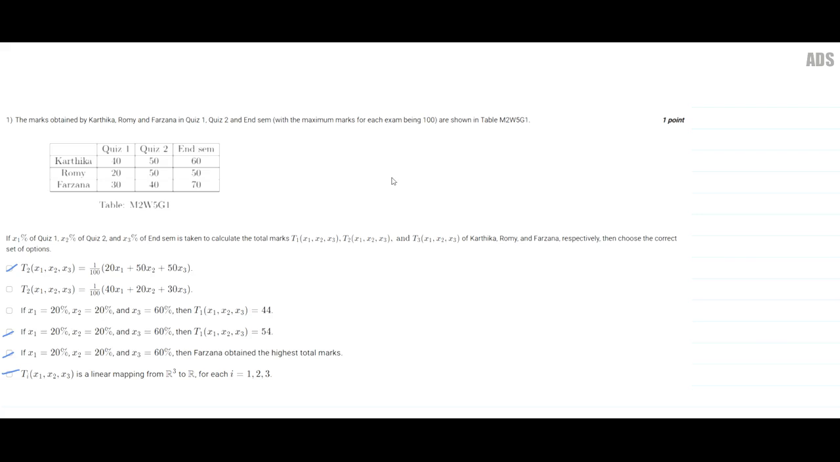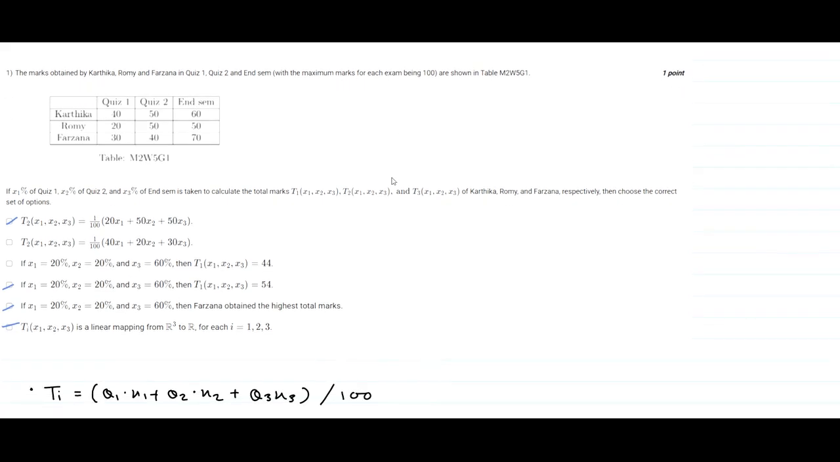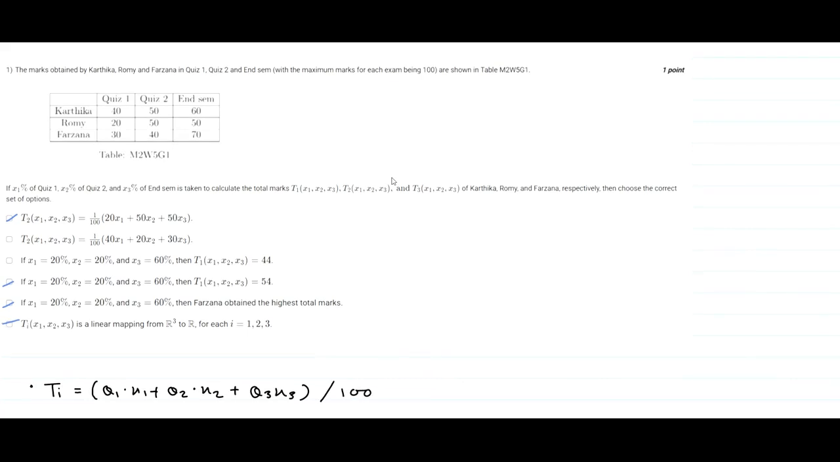Today we are going to do the graded assignment of Week 5 for Maths-2. So, without wasting any further time, let us just directly jump on the questions.